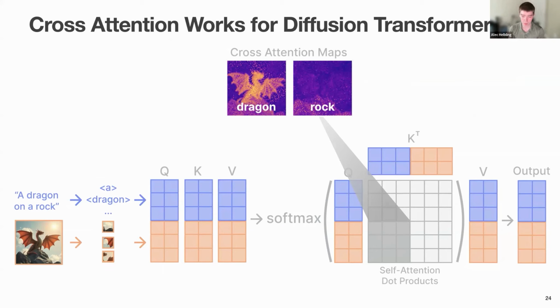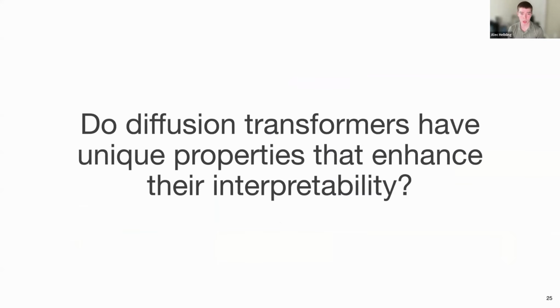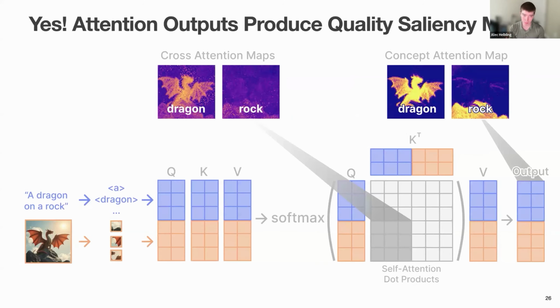But then one of the problem framings of this project was, oh, okay, are there unique properties of these diffusion transformers that can enhance their interpretability? Is there some other aspect of these models that we can use to understand how they work, and to display and interpret them? And that's actually true.